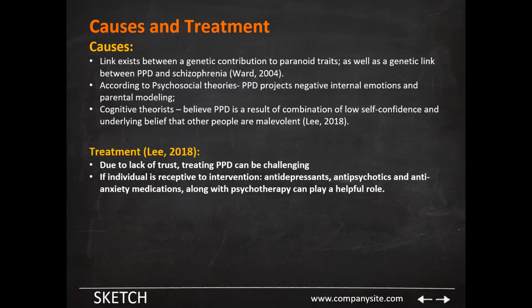Due to lack of trust, treating paranoid personality disorder can be challenging. If the individual is receptive to intervention, things that could be helpful are psychotherapy in addition to antidepressants, antipsychotics, and anti-anxiety medications.